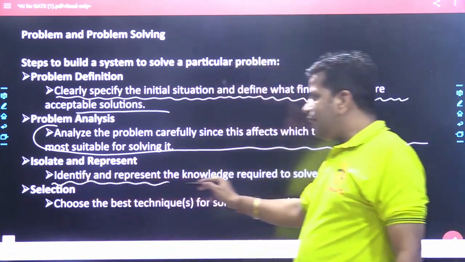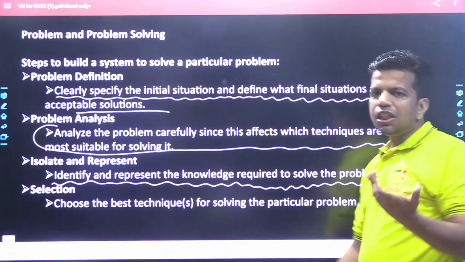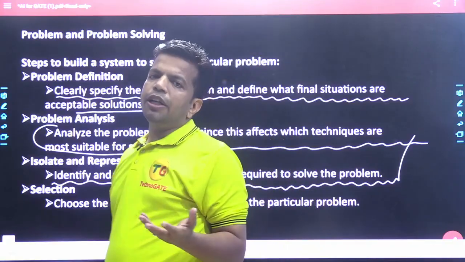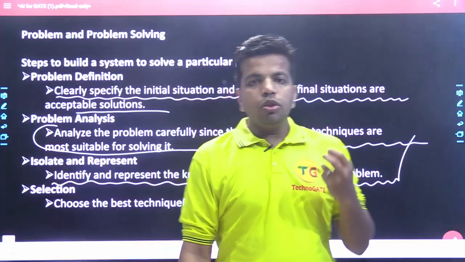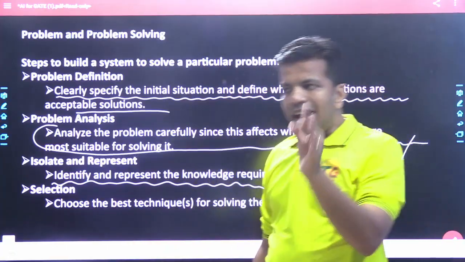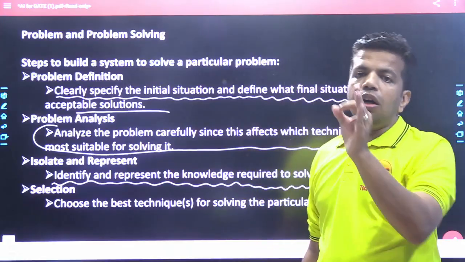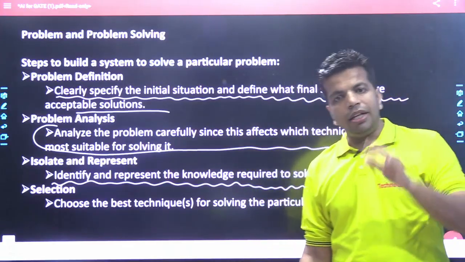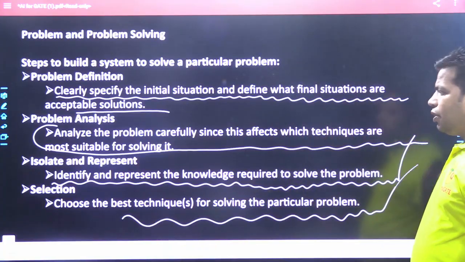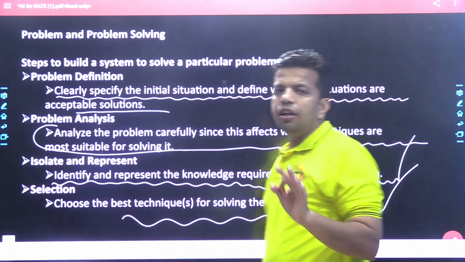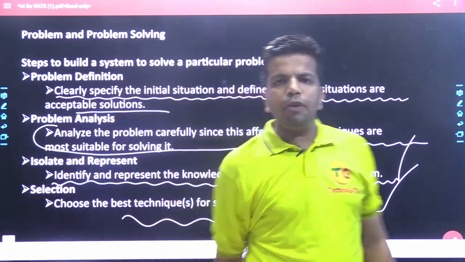Isolate and represent. Identify and represent the knowledge required to solve the problem. When you want to solve a particular problem, you definitely need certain knowledge to solve it. So you need to identify as well as represent the knowledge that is required to solve a particular problem statement. At the end, the selection. Choose the best technique for solving the particular problem. So at the last, you need to choose which technique is best to solve that problem.